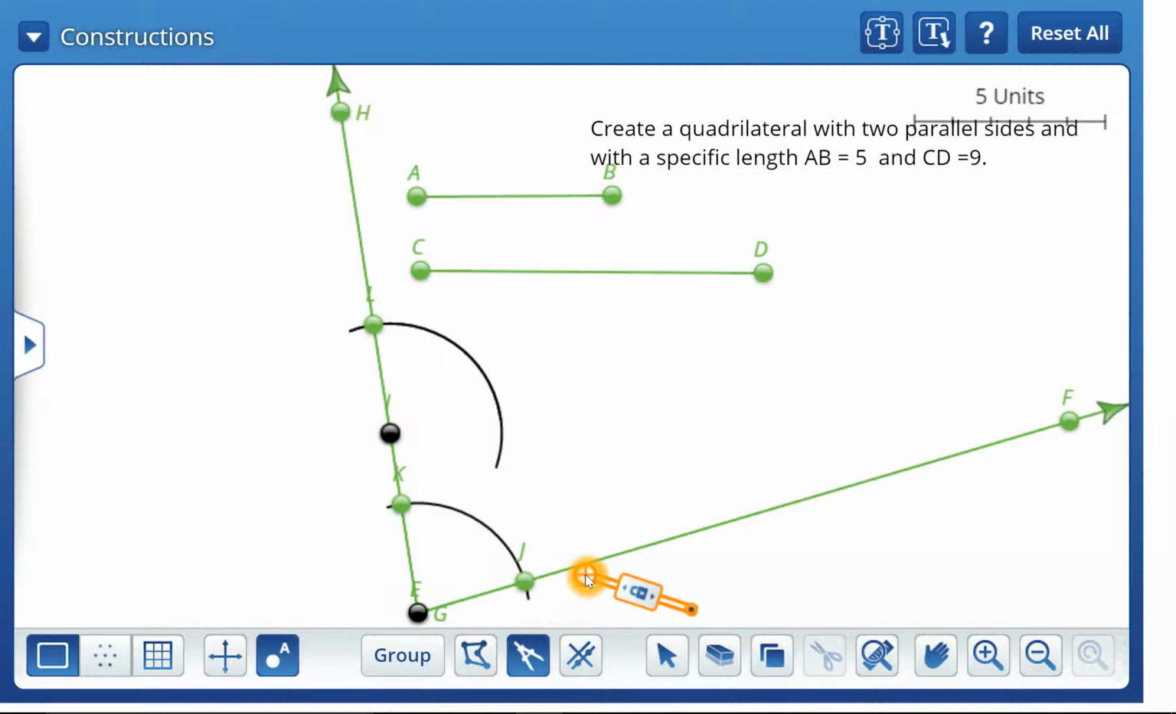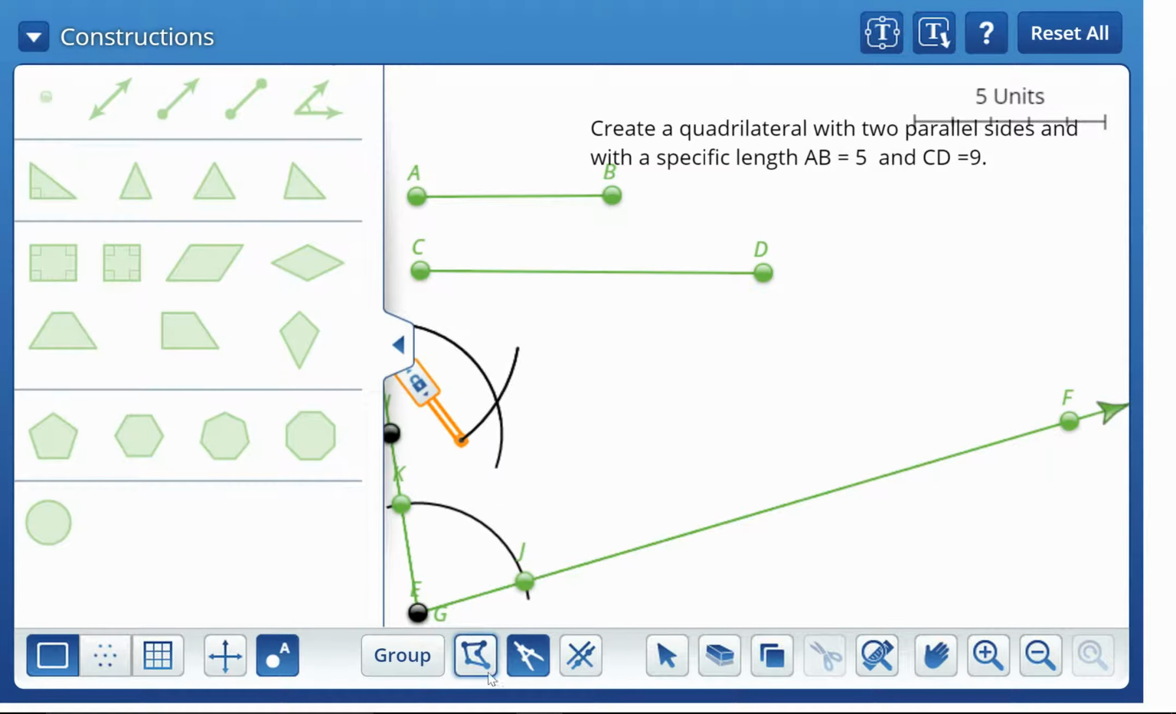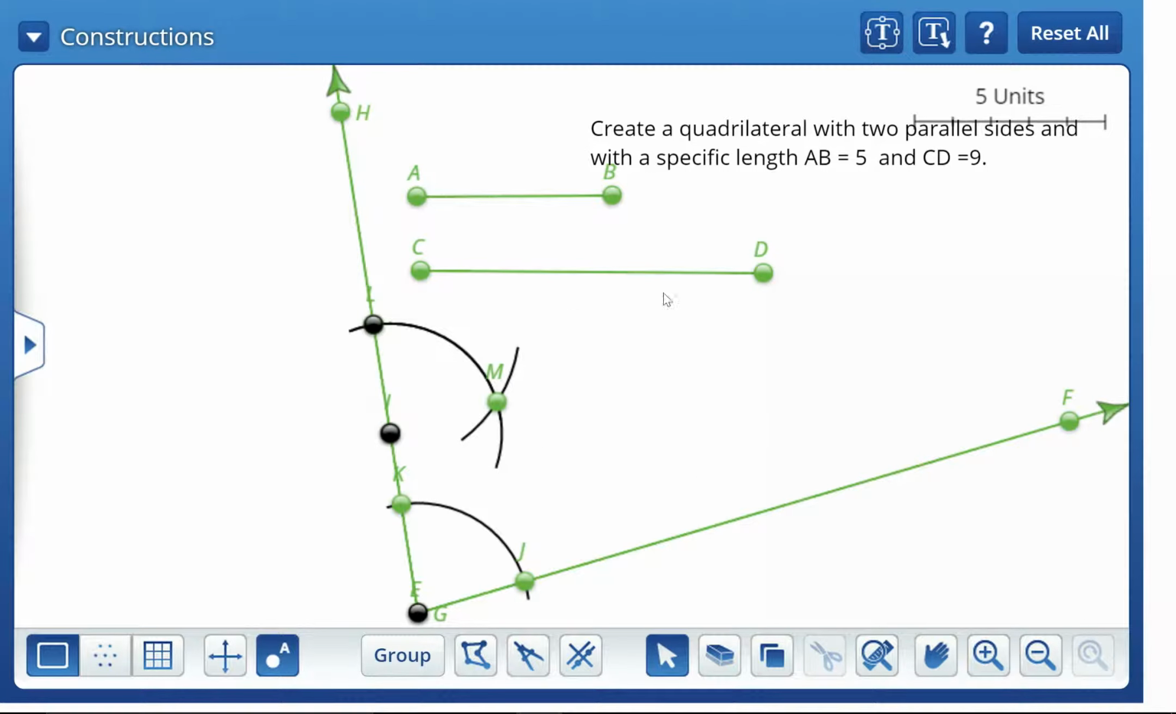We place it on K and we open it until we have J. We close it, we move it, and find the point of intersection, which is going to be right here, and we are going to place a point at that point of intersection, which in this case is labeled M. So now notice that we have this point right here.